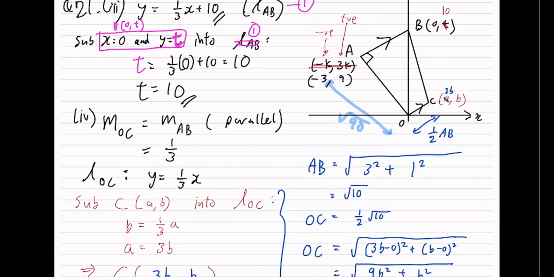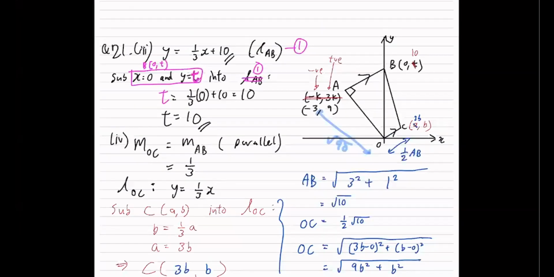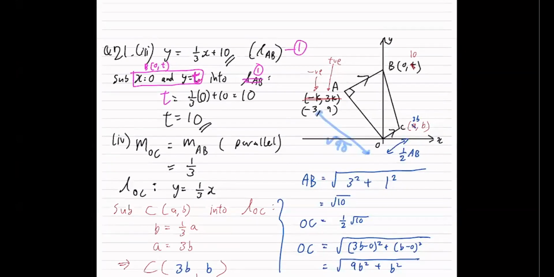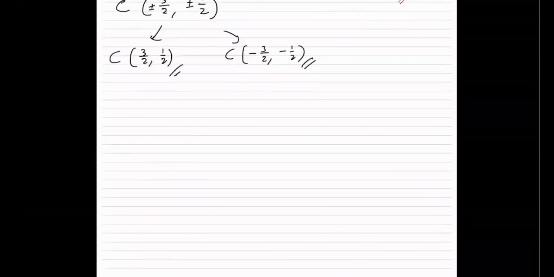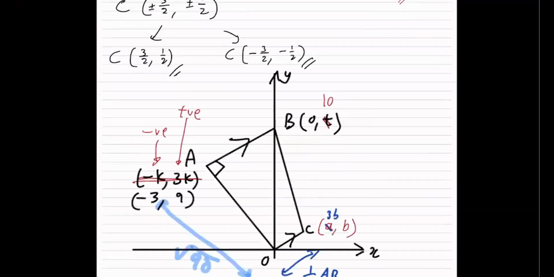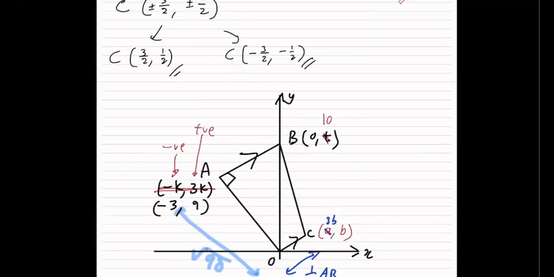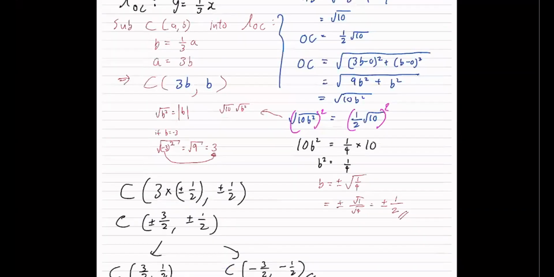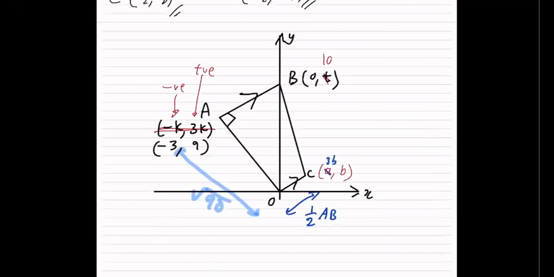Okay, vectors. Using vectors. Let me copy down the diagram first. Another method we could have used is the following. We know the length of AB is square root of 10 already. Let me erase all the details so it doesn't get so crowded and confusing.